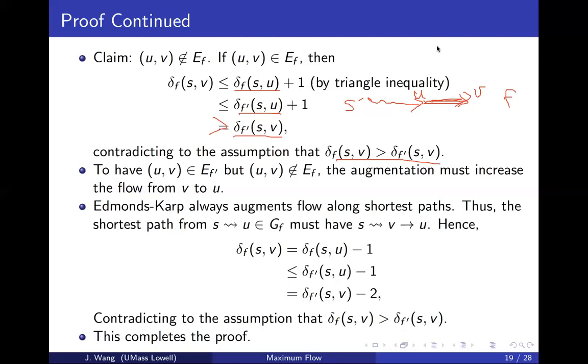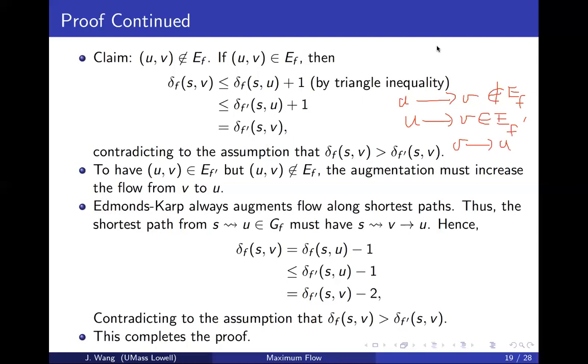So that means this edge U to V cannot be in E of F. But we know that U to V is in E of F prime. So that means from V to U.